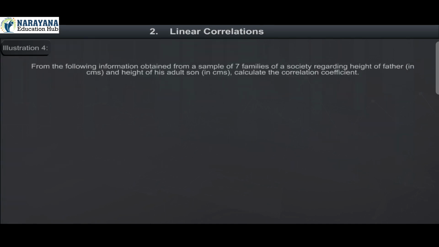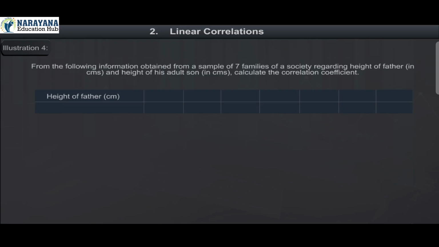Illustration 4. From the following information obtained from a sample of 7 families of a society regarding height of father in centimeters and height of his adult son in centimeters, calculate the correlation coefficient.